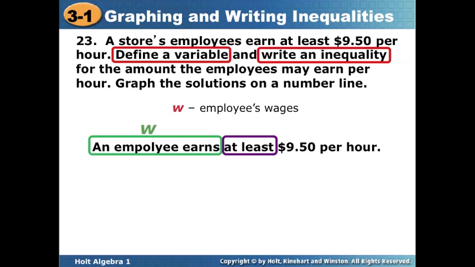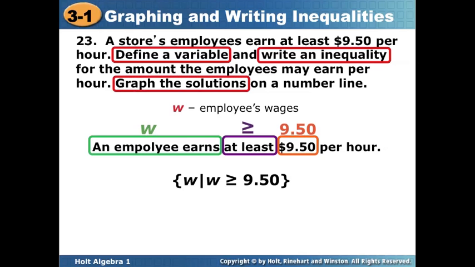At least. Be very careful to think about this. If the employee's earnings are at least $9.50 per hour, then that would be greater than or equal to $9.50. So our set notation is the set of all W's such that W is greater than or equal to $9.50. You could also say this as the set of all earnings or wages such that the wages are greater than or equal to $9.50.